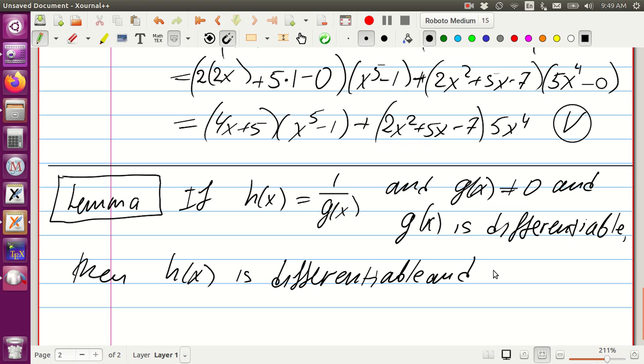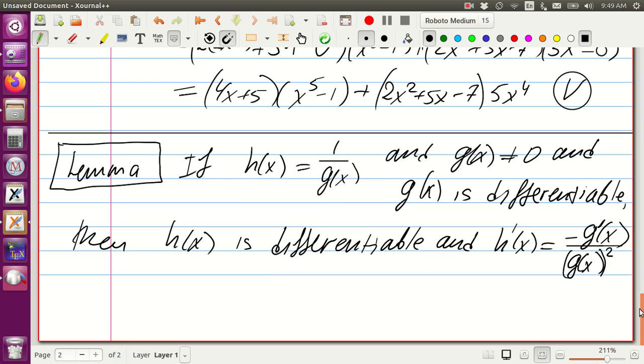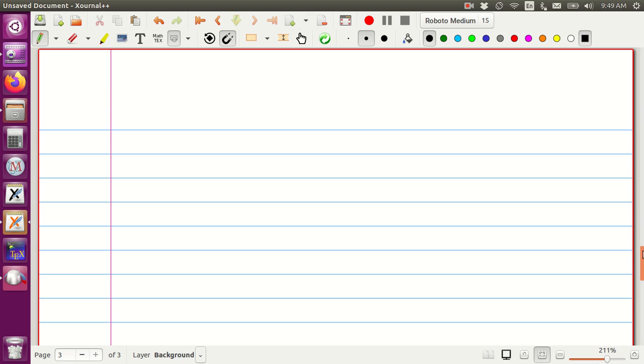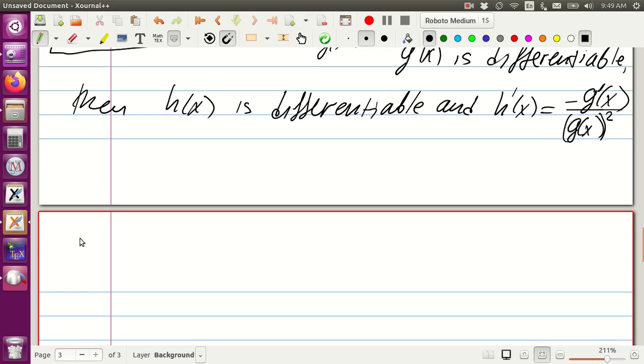and at the same time we can say that the derivative of h is negative 1 over g of x. Maybe let me fix it a little bit, write it in a better form. Here we would write g prime of x. So negative g prime of x over g of x quantity squared. So let's try to show that this is true. What would be the proof for this result?